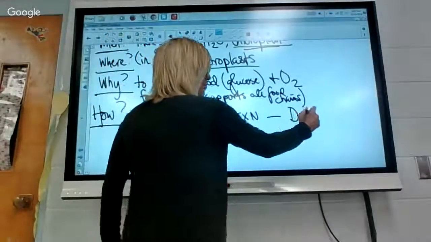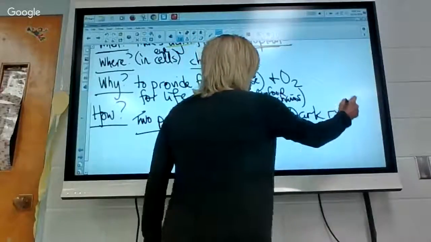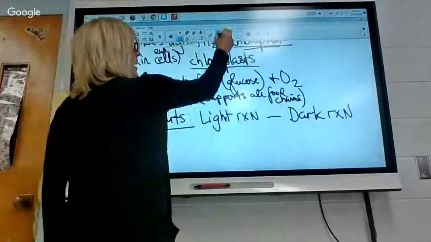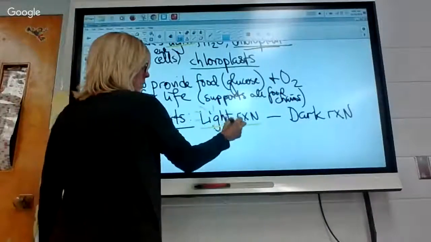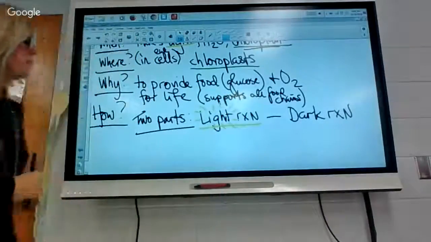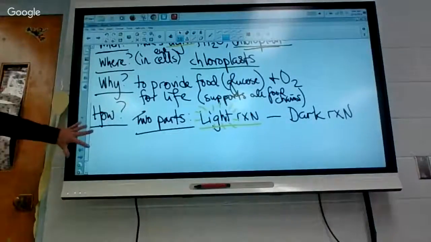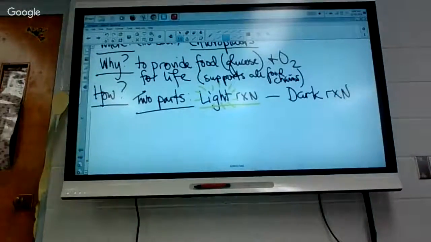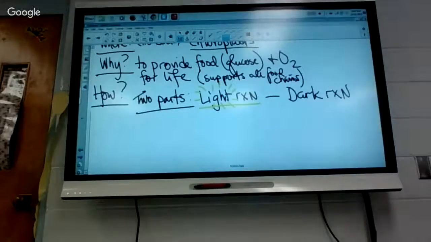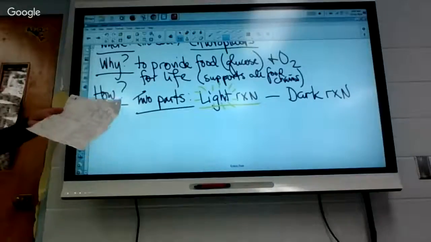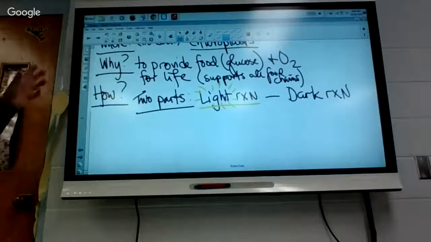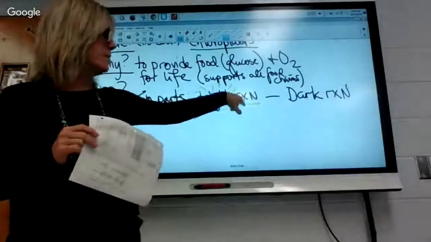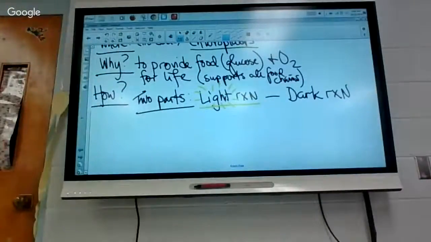All right, two parts: light reaction and dark reaction. Light means light. Dark means no light. So here, this diagram is on our quiz, and we're going to try to put it on our benchmark when I finish making it out. This is light. Where it says light, do we put yellow? Yep, because it uses the light. RXN is a short version of reaction. Yellow.